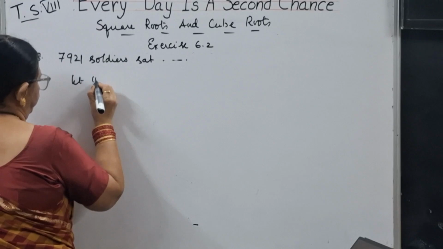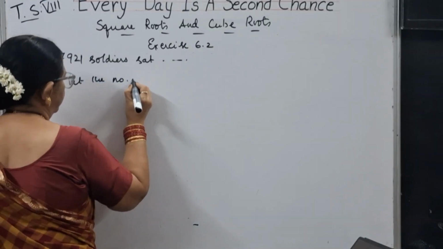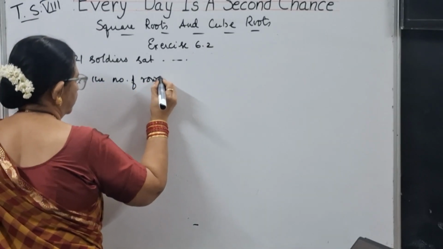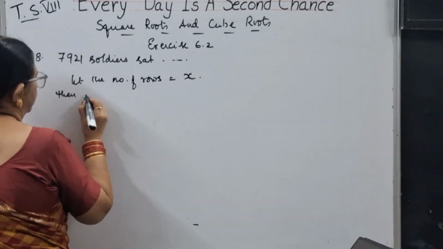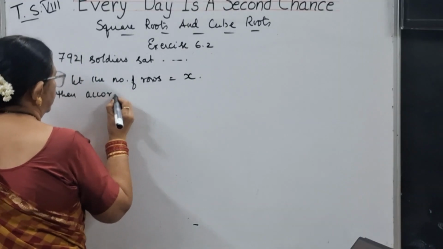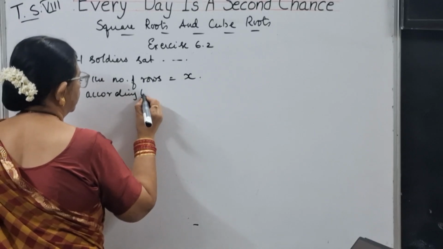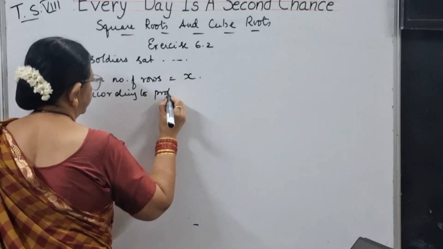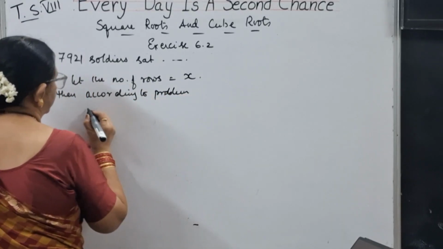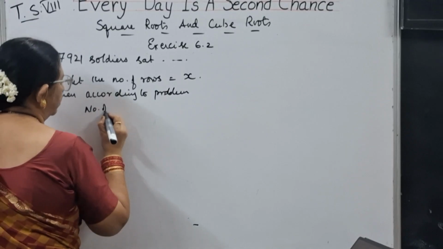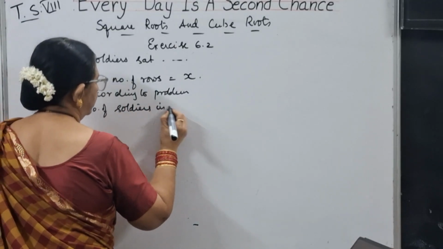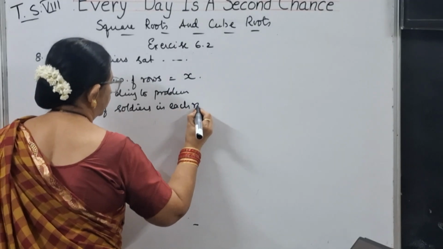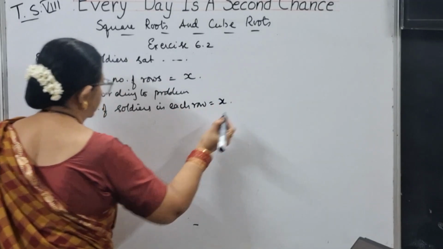So let the number of rows be equal to x. Then, according to the problem, the number of soldiers in each row is equal to x.